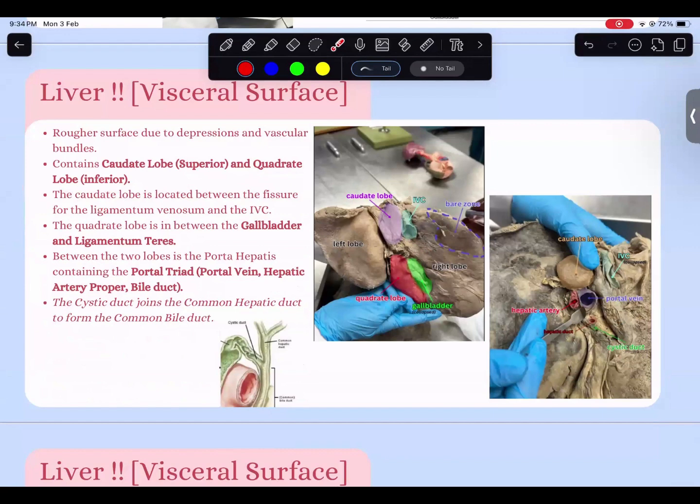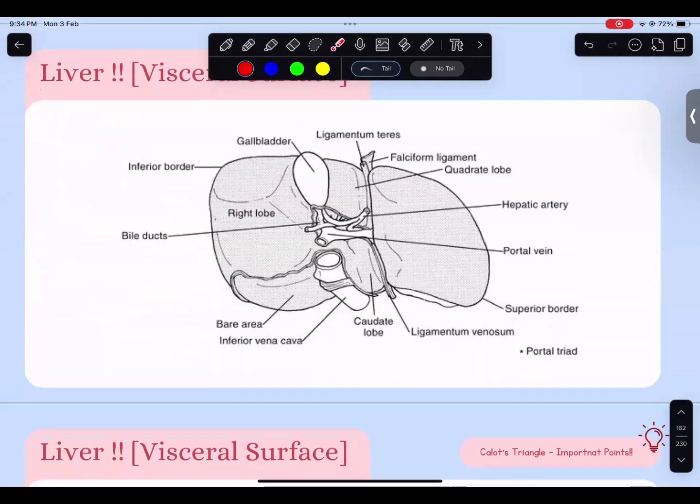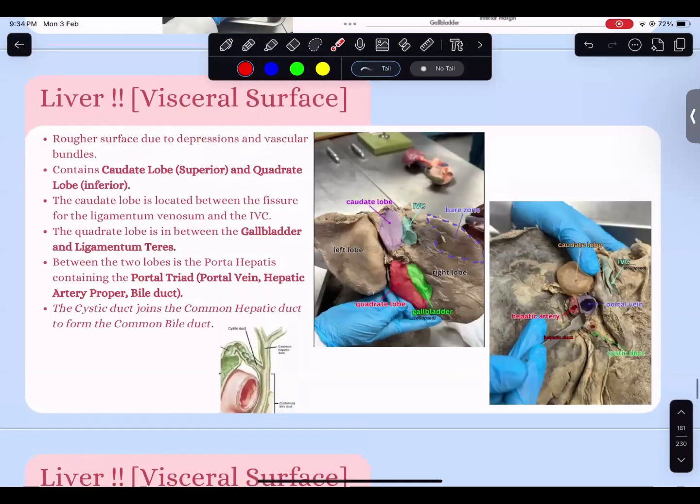For the visceral surface, the rougher surface is rough because of the depressions and the vascular bundles, okay? And we said that it contains the caudate and quadrate lobes, which are the superior and inferior lobes. The caudate lobe is between the fissure of the ligamentum venosum and the inferior vena cava. So this is the inferior vena cava, and here is going to be the ligamentum venosum, which is not seen in this image, but here. So this is your inferior vena cava, this is your ligamentum venosum, and this is your caudate lobe, which is the superior one, okay? And then your inferior lobe, which is your quadrate lobe, is here.